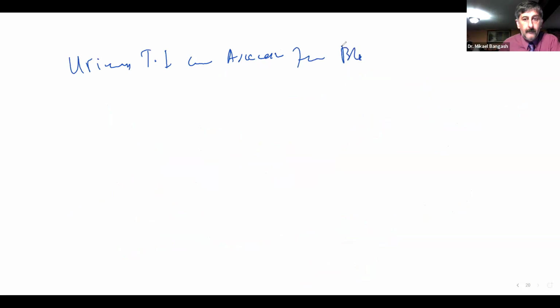Did you guys get that? So we can say that urinary tract infections can ascend from the bladder to the kidneys. Did you guys get that?